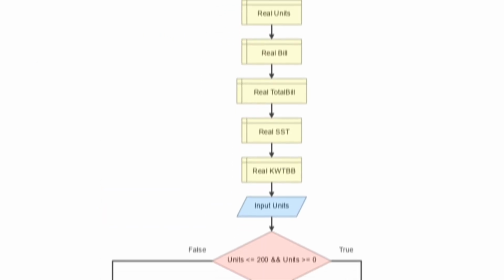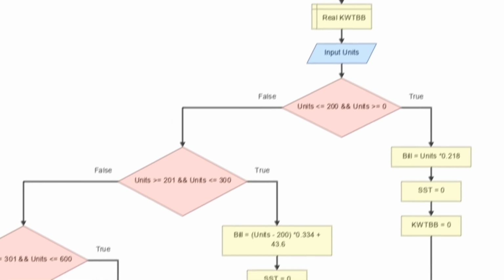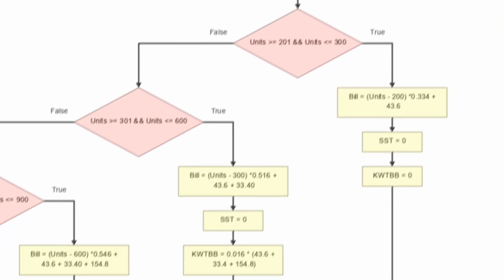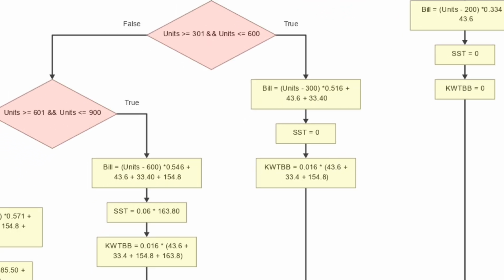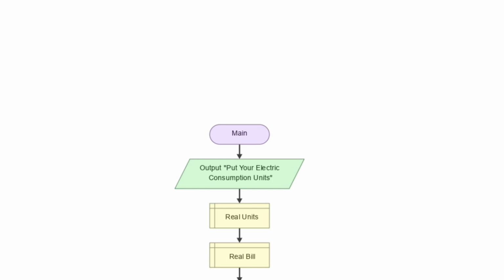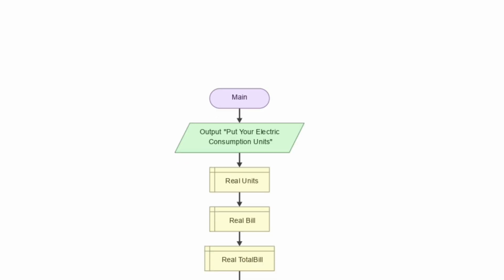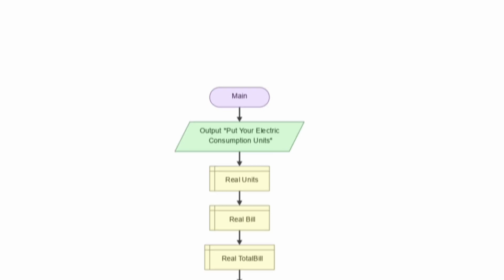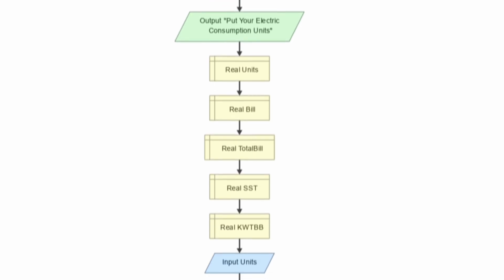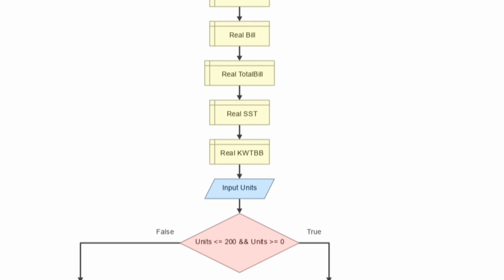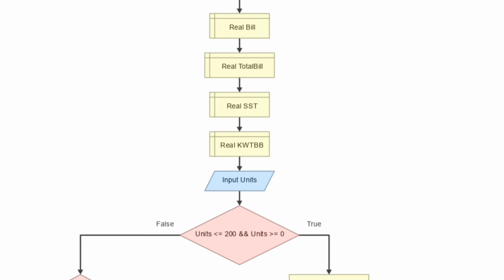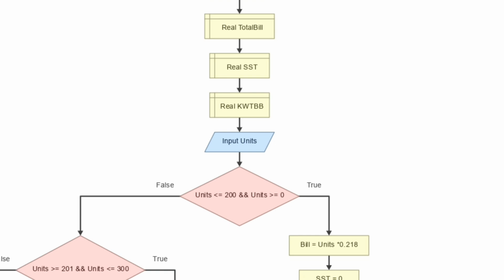This is one of the examples of flowcharts. This flowchart is based on the TNB electricity bill calculation method. The flowchart starts with a main, then an output quoted so that you know what to type in later. As there will be many variables, we will have to declare each one of them first, such as units, bills, total bill, SST, and KWTBB. To make sure it could run the calculation, we have to drop an input so that we could put in the electric consumption in units.